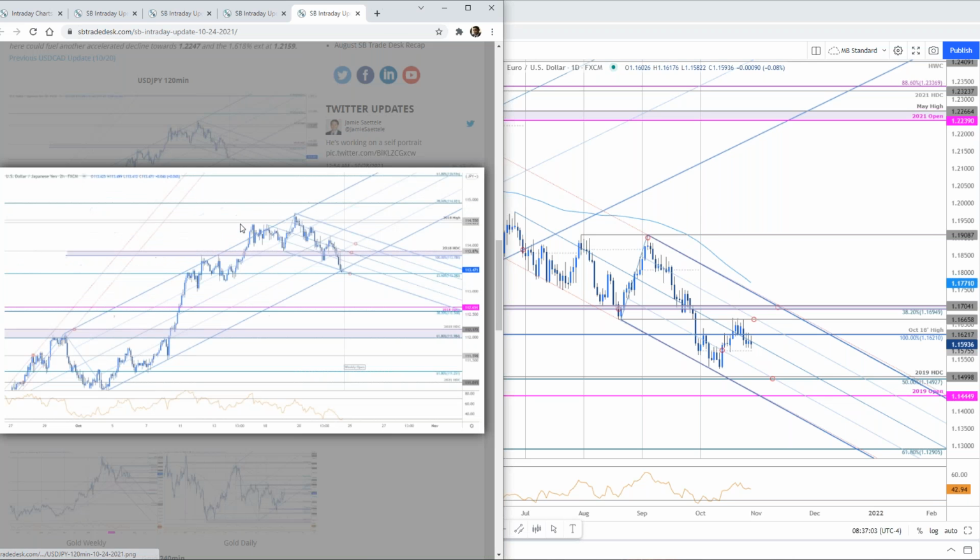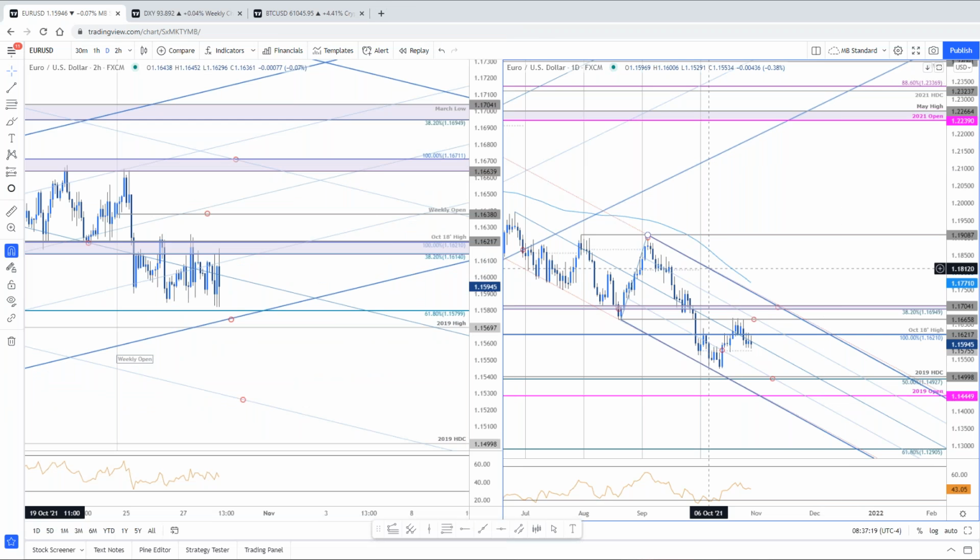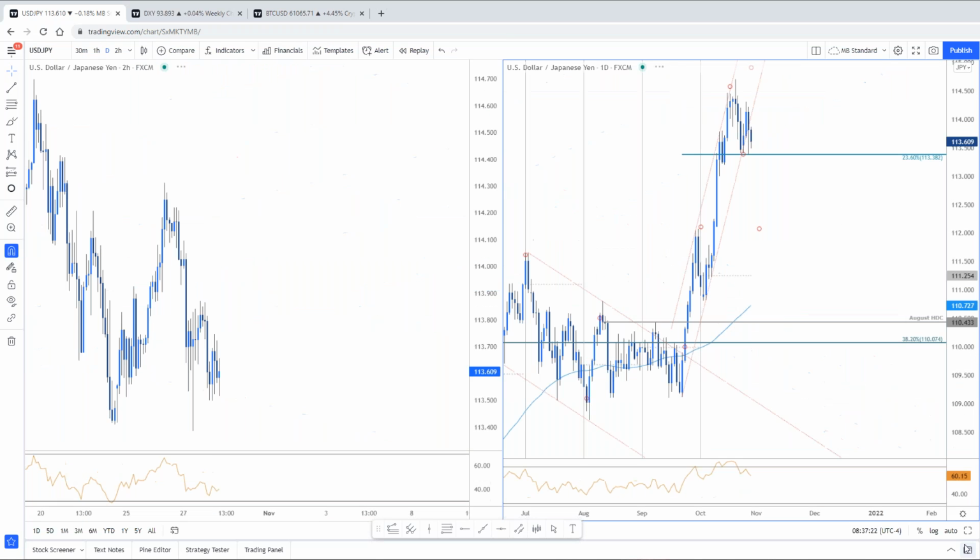But dollar yen, here's what it looked like into the open of Sunday trade. Okay, we highlighted that 236 retracement. It was 113.30, I believe, some change like that. We drilled into it just a bit into the open, popped higher into the upper parallel, and then broke. So I haven't given you an update on this in a couple of days, but the levels haven't changed.